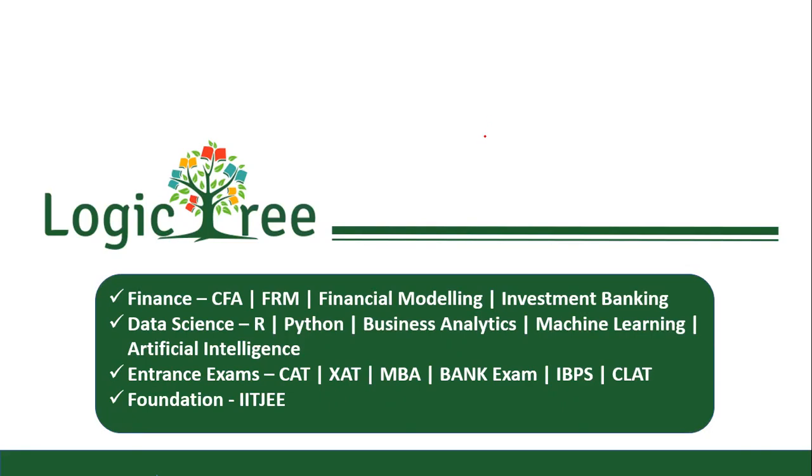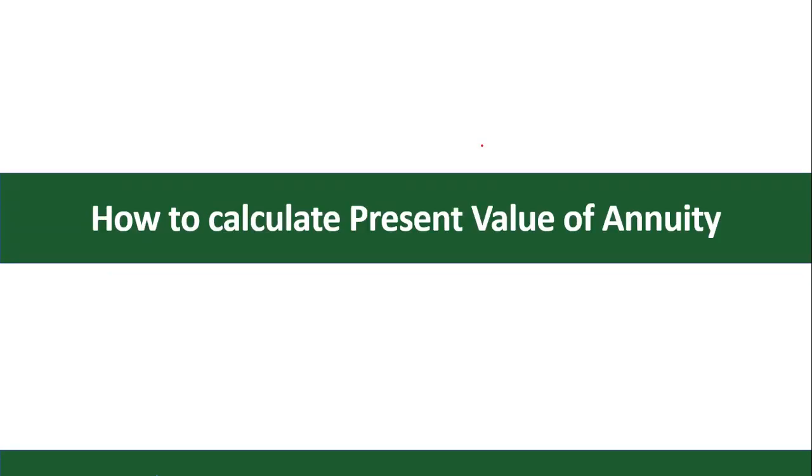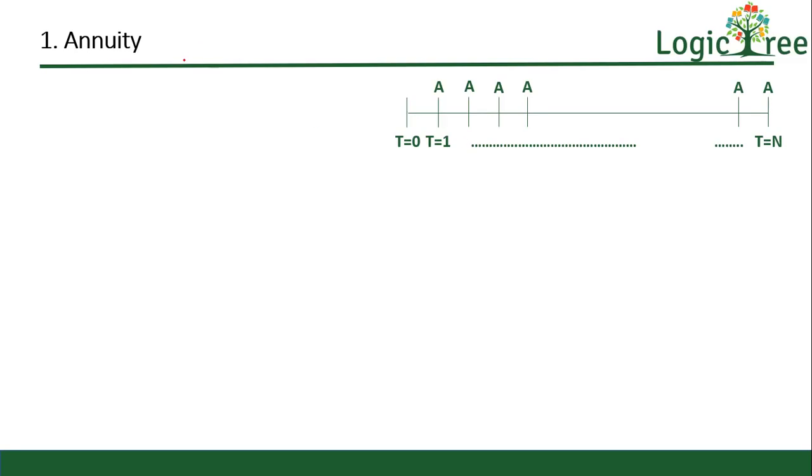So in this video, we are going to derive how to calculate the present value of an annuity. So let's start with the first term, annuity. Annuity is defined as a series of equal cash flows.